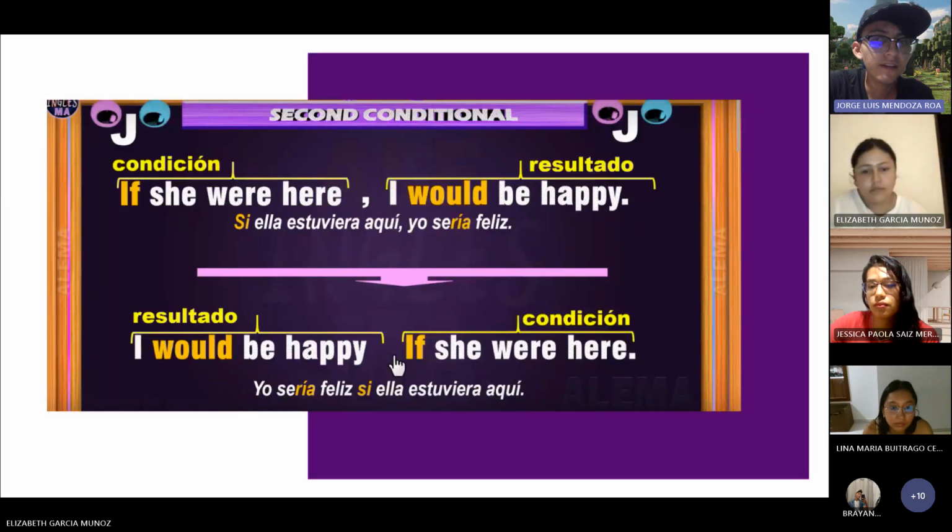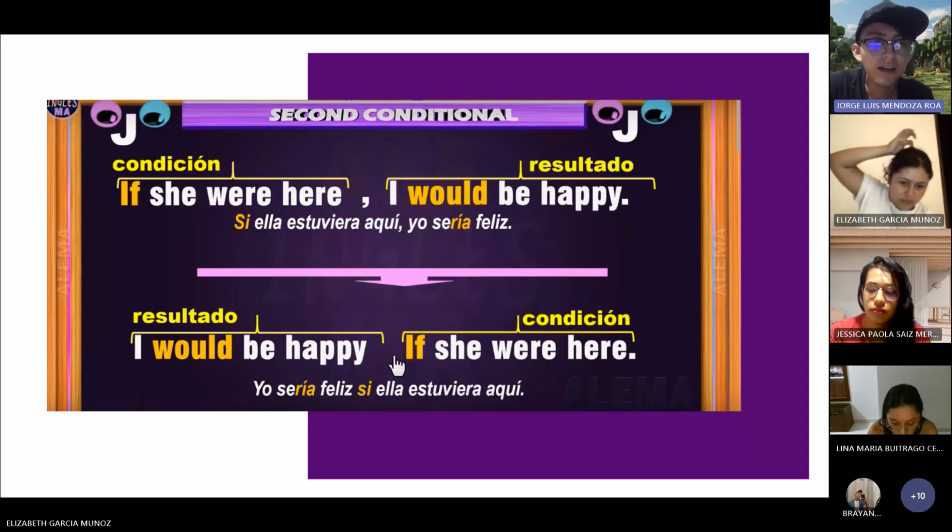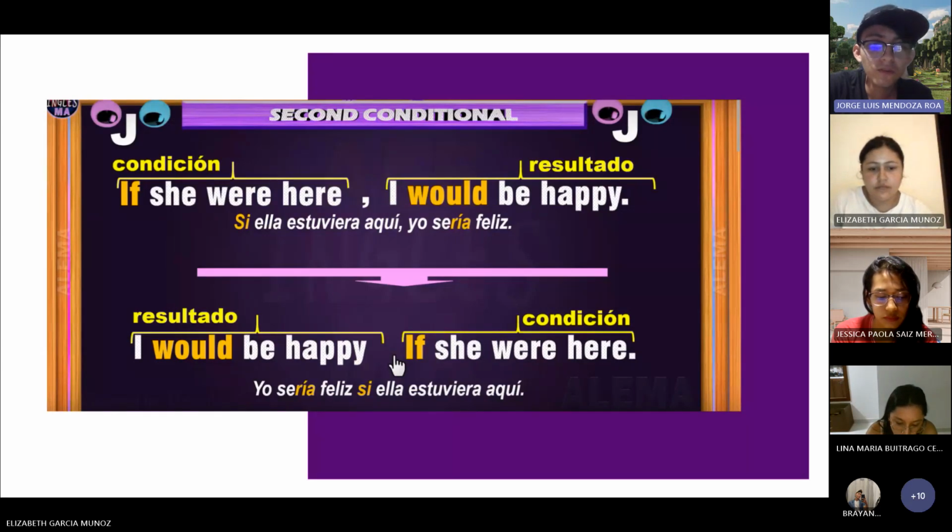In this way, we can say first the result and then the condition. It will be: I would be happy if she were here. In this case, we are saying first the result and then the condition, but it will be the same. It is not going to change. But there is something important in the second way: we don't have to use the comma. With the first one, we use the comma to separate the condition from the result, but in the other way, we don't have to use the comma. The next one.